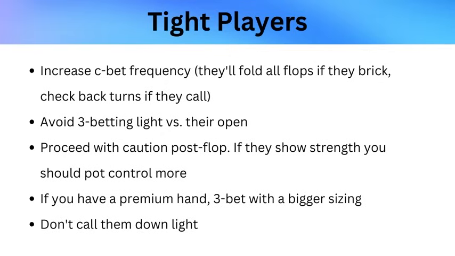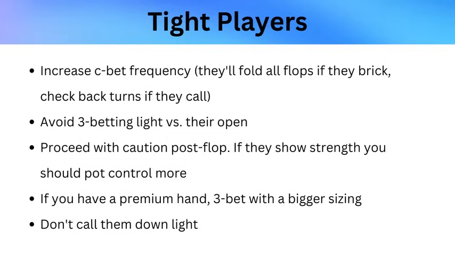And if they call you on the flop, then you can check back a lot of turns. You want to avoid 3-betting them light versus their open. If they're opening and they're really tight, then you probably shouldn't 3-bet too polarized versus them. You want to have more of a value-heavy 3-betting range versus tight players because they're just going to have a lot of hands that they can call you with or 4-bet you with. And if they do end up 4-betting you and you are on the bottom portion of your 3-betting range, then you should just be overfolding.